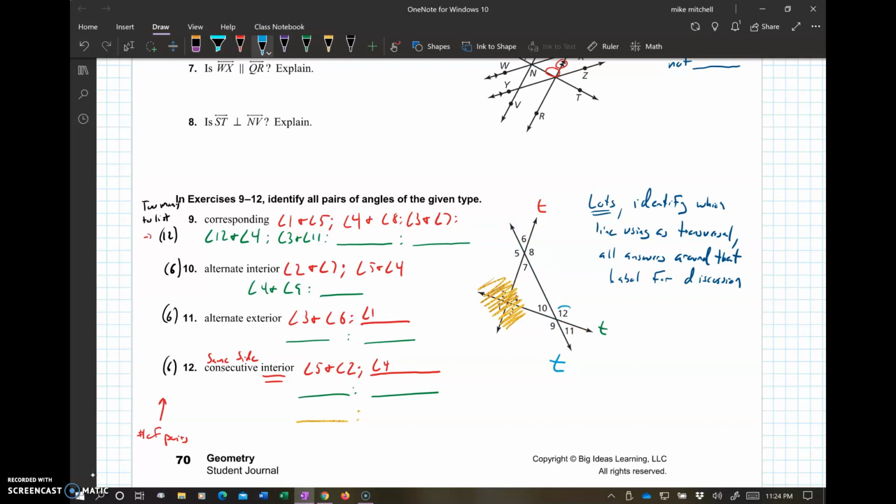So that would be 12. Same side is going to be 8. I should have had this in blue down here, because that was my blue one. So that was angle 12 and angle 8. And then angle 7 and what angle is that? Angle 10. Very good. Glad you got it without waiting for me.